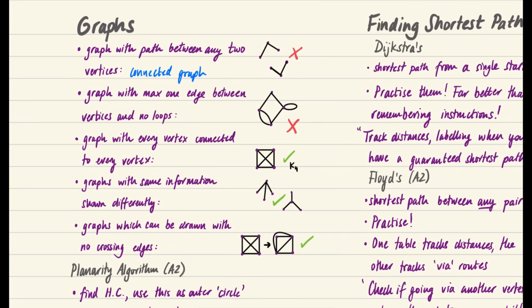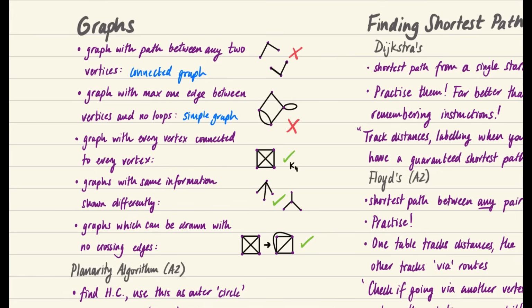A graph with maximum of one edge between vertices and no loops at all is what we call a simple graph. So this example that I've got on the right is not a simple graph because between these two vertices here and here, we have two edges. There can only be one, and I also have a loop here. So this is not a simple graph.